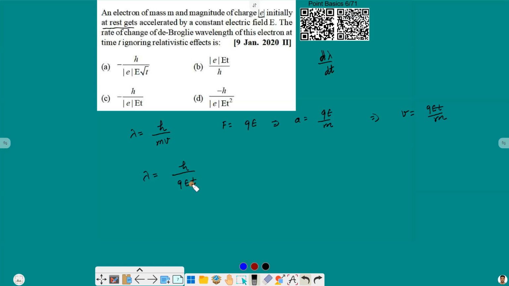Now if I take a derivative, then we will get d lambda by dt equal to minus h by q E t square. Here they have taken the charge in modulus, so I also have not yet added the sign of charge. So it is q, and here q is actually minus of e, because charge is negative for an electron. So a negative sign will stay as it is, and we have only one term which has the square in the denominator. So option D will be the right answer here.